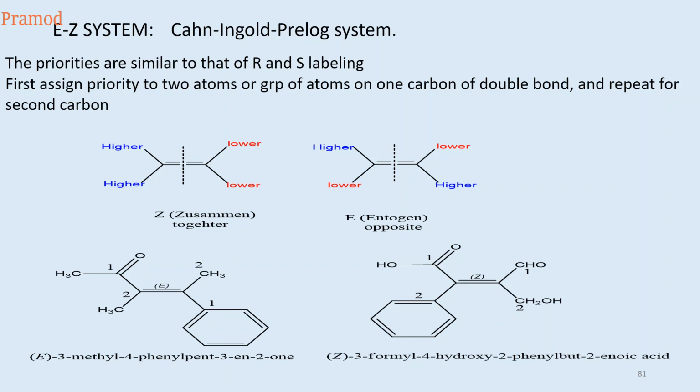Now let us go for the second structure, with an aldehyde and a formyl, 4-hydroxyphenylbutanoic acid.